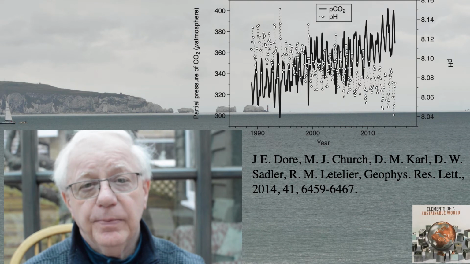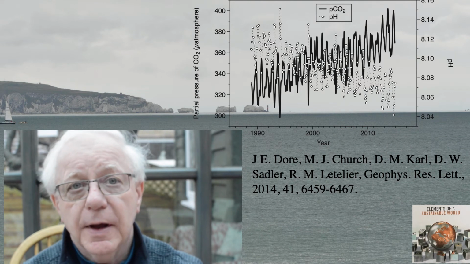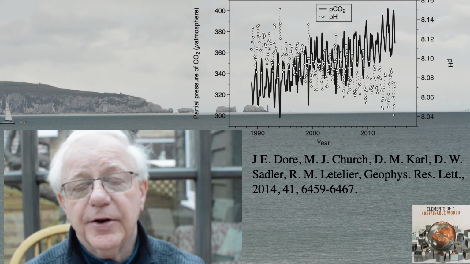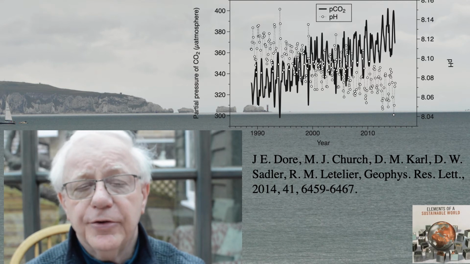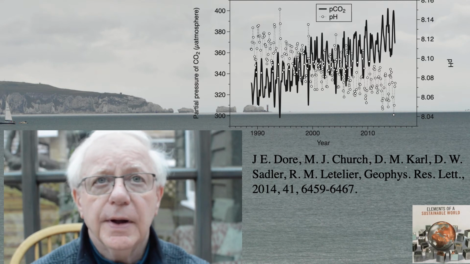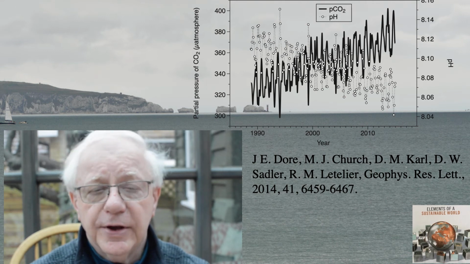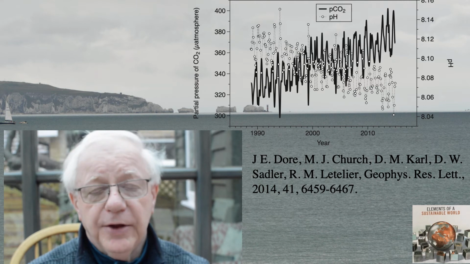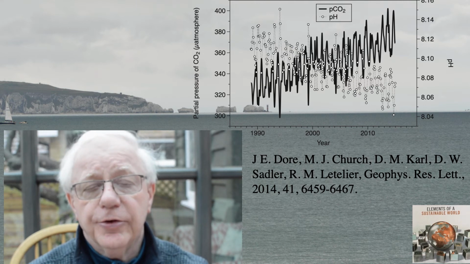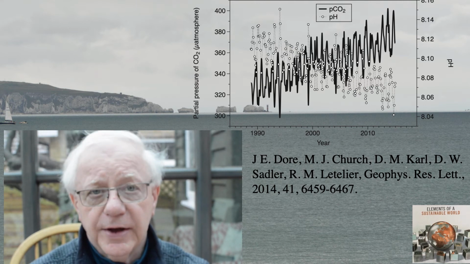These plots are from ocean measurements. The CO2 again, as expected, is rising, and also there is the seasonal variation. But the graph also shows that pH is dropping as the CO2 pressure is increasing. When pH is dropping, that means the concentration of acid is increasing.